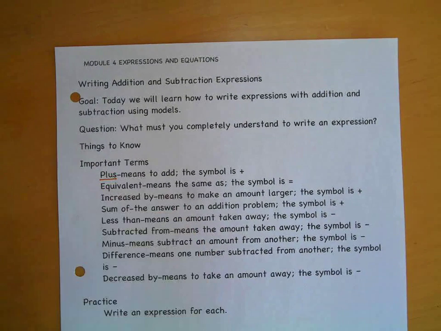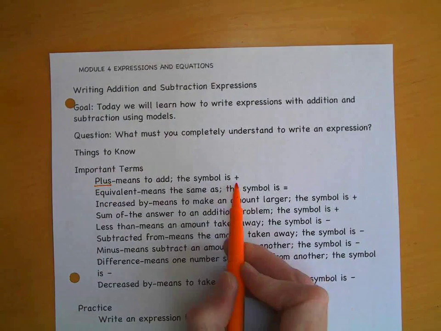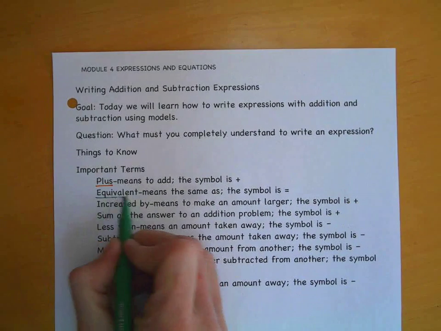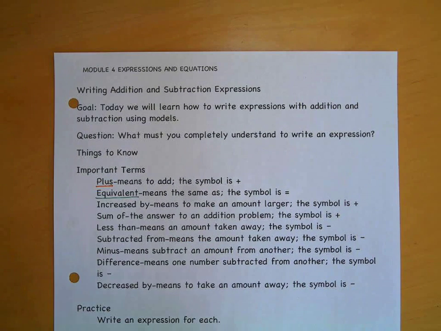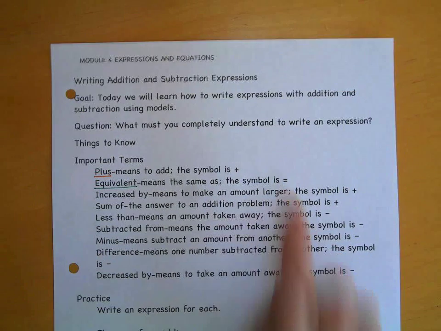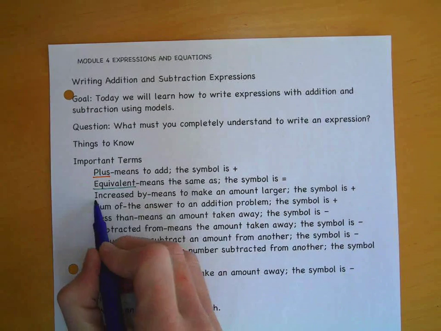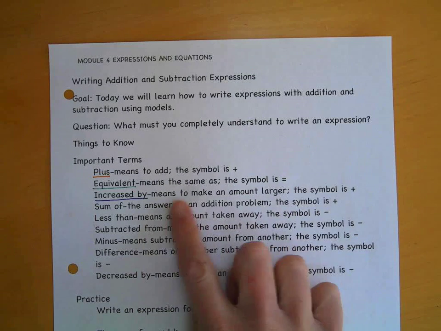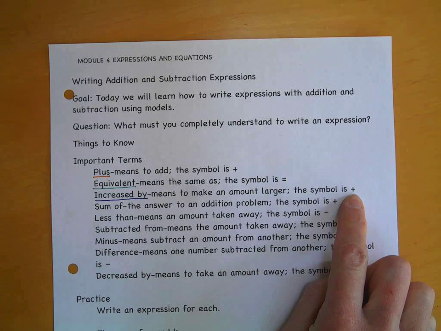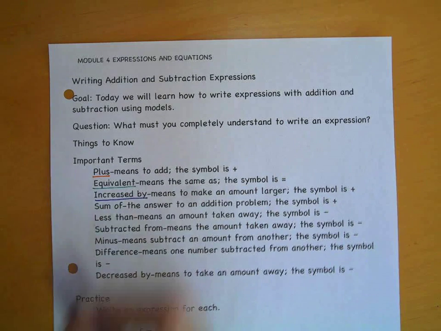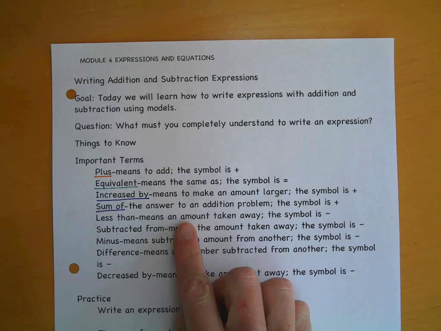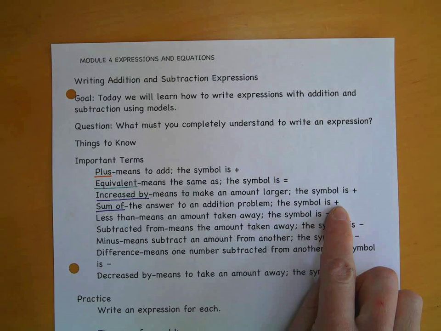The word plus means to add, and it has a symbol that looks like this. Okay. Equivalent means the same as. So if something is equivalent, then that means it is the same as. And it has a symbol that looks like that. Okay. Increased by means to make an amount larger. And the symbol that we use to represent making an amount larger is the plus symbol again. Okay. Sum of means the answer to an addition problem. And when we're working with symbols, we use the plus sign again for sum of.